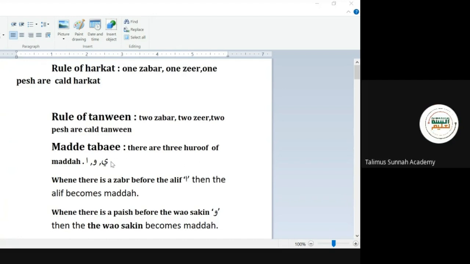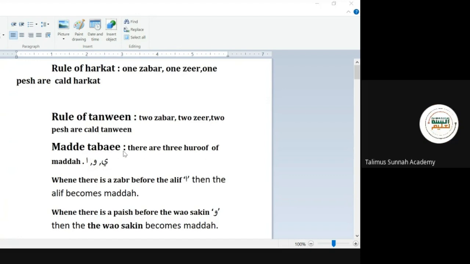Okay, next rules. This rule's name is madde tabai. The rules of madde tabai. There are three huruf of mad: alif, waw, ya.